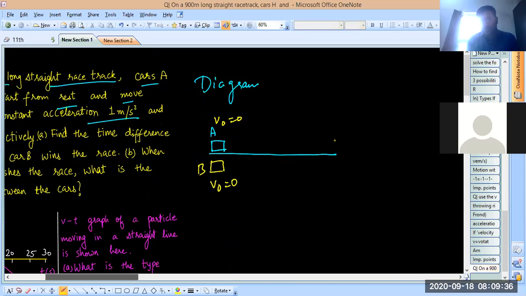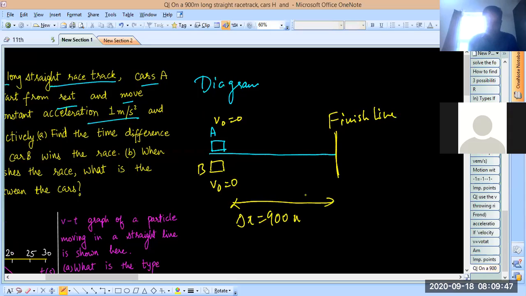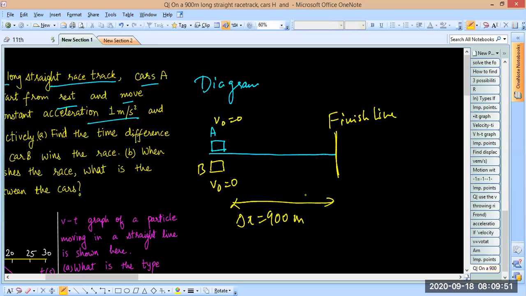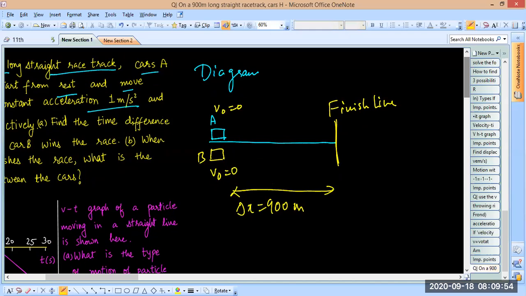So let's say here is the finish line. This displacement is of course 900 meter. The displacement is 900 meter. So we have to find the time difference, that is, how much time does B take and how much time does A take. We have to find the difference. This is our answer.